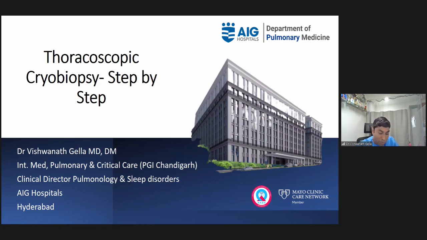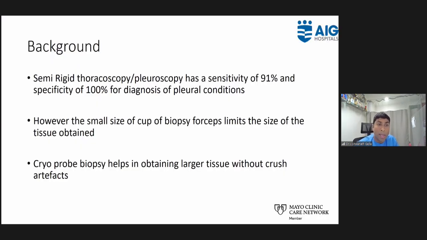We know that cryobiopsy is playing a very important role in the management of interstitial lung diseases. And coming to thoracoscopy, we all acknowledge that it has played a very important role in making a diagnosis of pleural conditions, especially tuberculosis and malignancy in our condition. We have two thoracoscopes, the rigid thoracoscope and the semi-rigid thoracoscope. We know that rigid is mainly used for therapeutic purposes like pleurodesis and also for diagnostic purposes for obtaining biopsy. And semi-rigid thoracoscopy is mainly used for diagnostic purposes, for obtaining pleural biopsy. It has been shown to have very good sensitivity and specificity for diagnosis of pleural conditions.